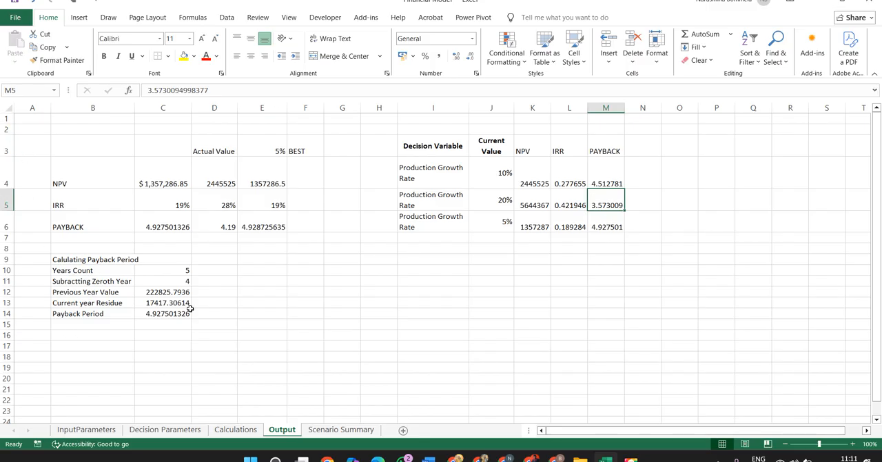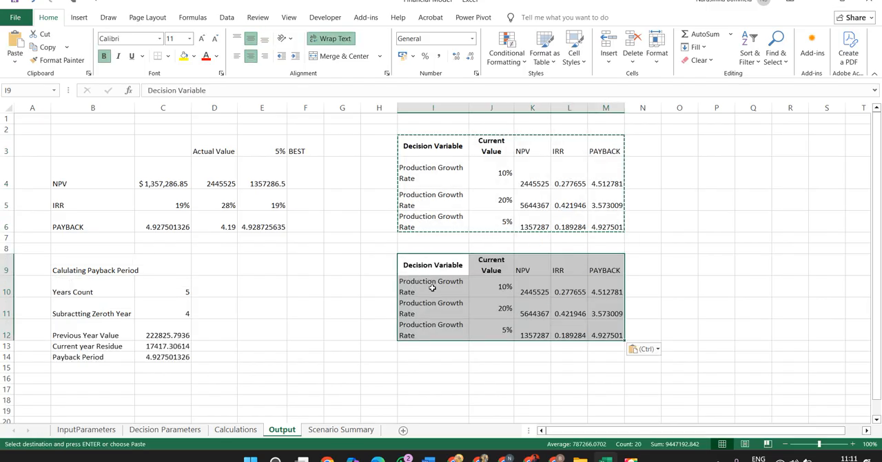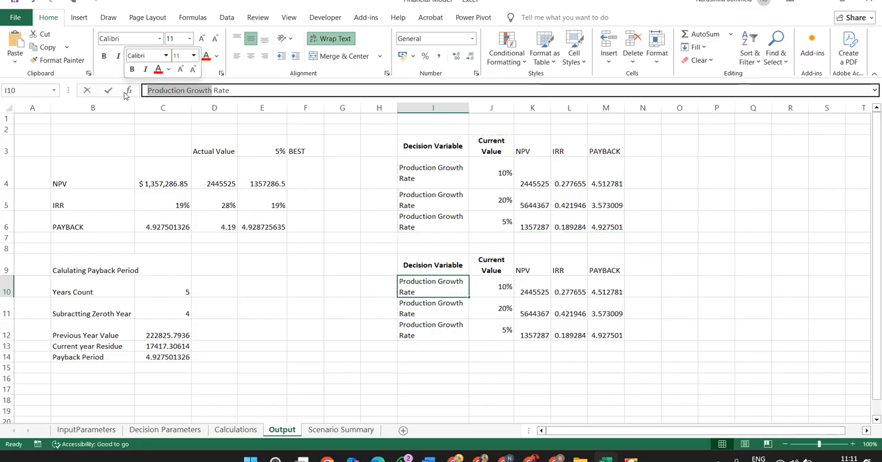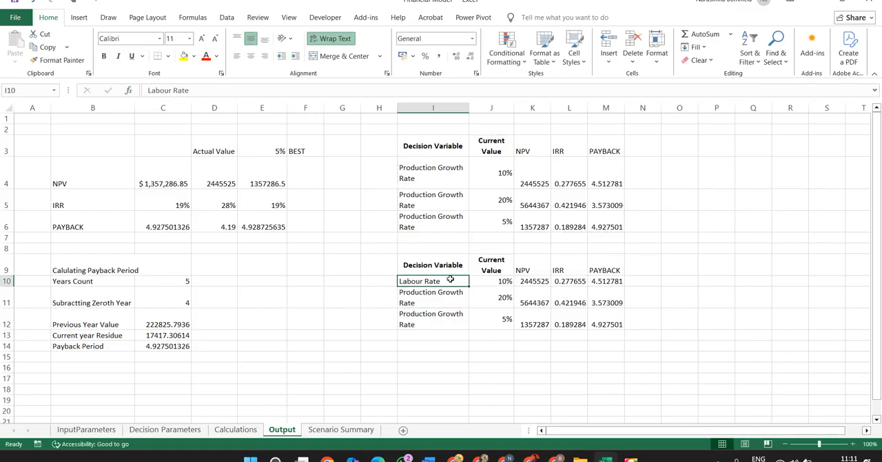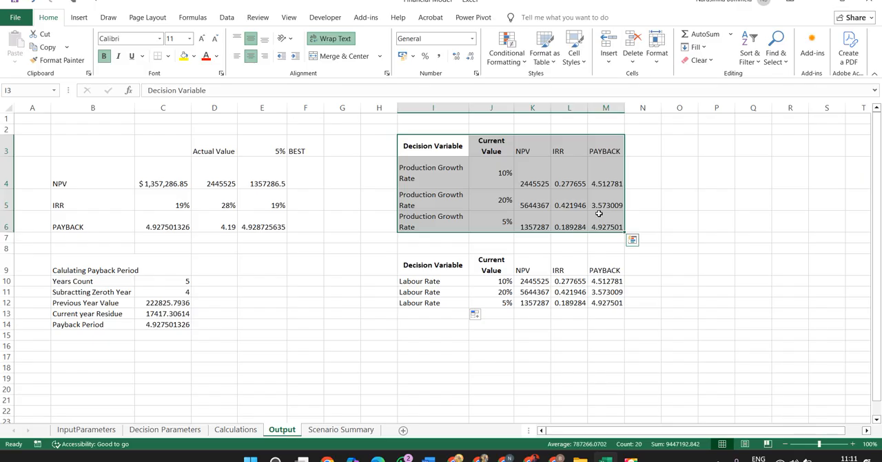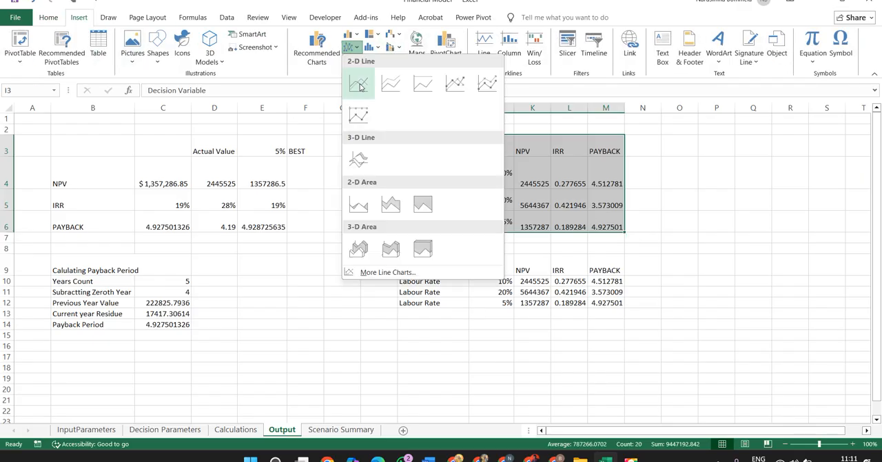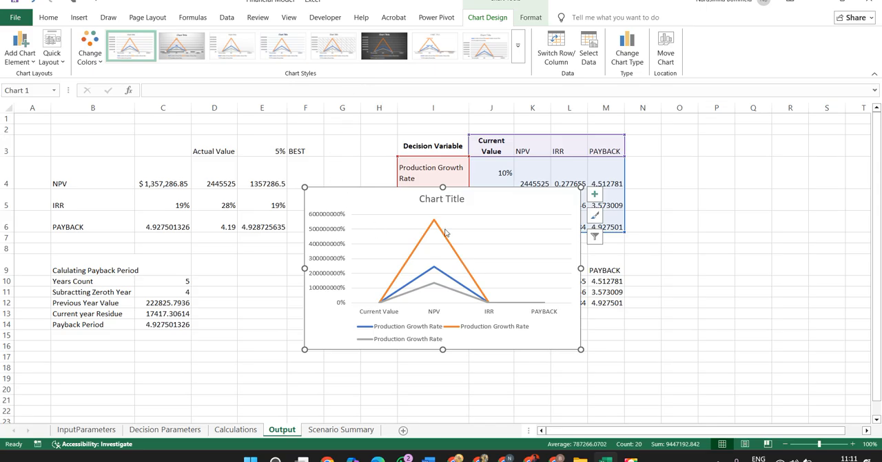And similarly, you should take different values in the same format, and I will take it for labor rate growth, labor rate. So how it is performing, you should understand that. You can create a graph also for this one. So by using a graph also, you can explain. It's up to you whether you take it or not.